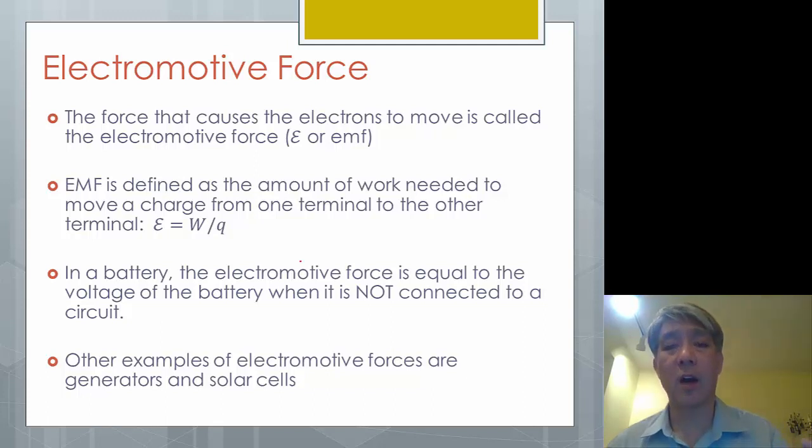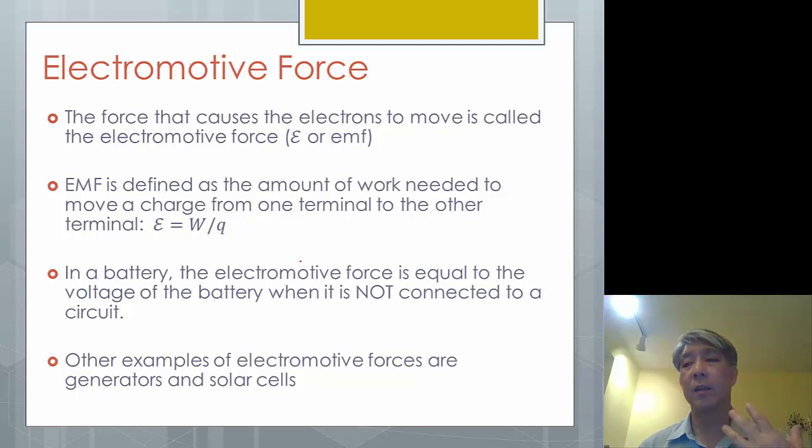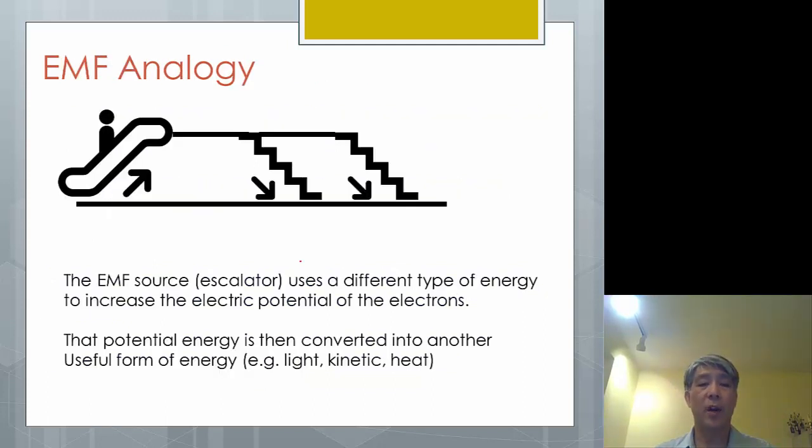Batteries are not the only pieces of equipment that generate electromotive force. Later in this unit, later in the year, we'll be looking at generators and solar cells, other means of generating that electromotive force to force the electrons around the circuit. For an analogy, I use the escalator analogy. The battery basically takes the electrons and bumps their energy up. And as the electrons then go down back to ground level, that energy that was bumped up has to go somewhere. Frequently, what that energy is converted into is heat.